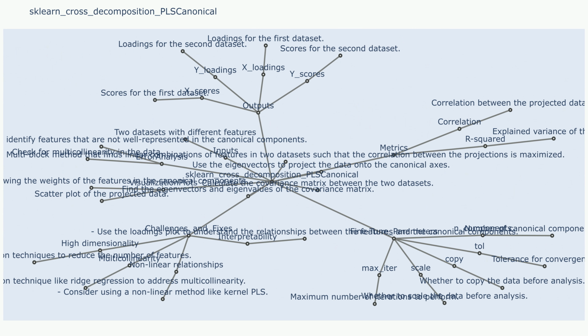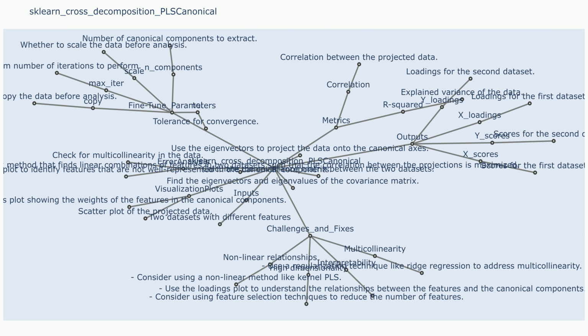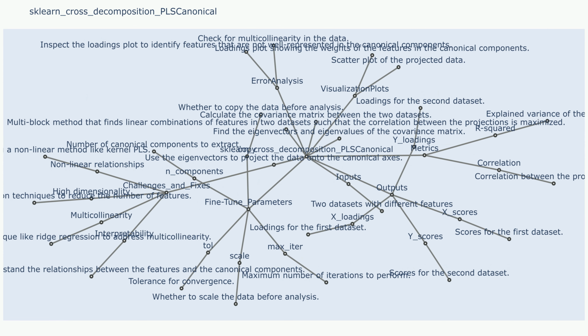Visualization plots: Scatter plots of the canonical variates. These plots can be used to visualize the relationship between the two sets of variables. Loadings plots. These plots show the weights for the canonical variates, which can be used to identify the variables that are most important for each canonical variate.